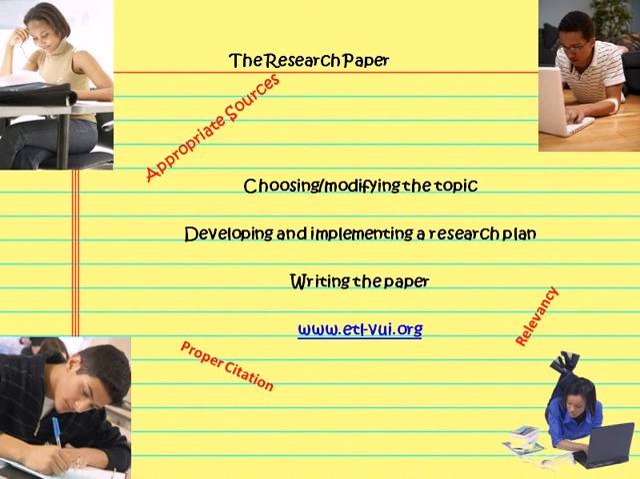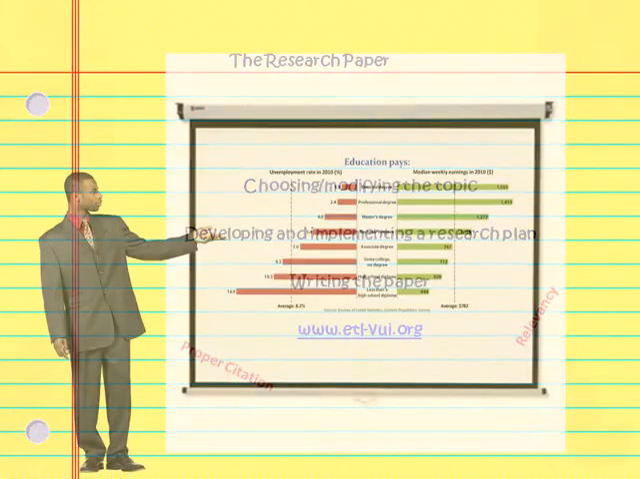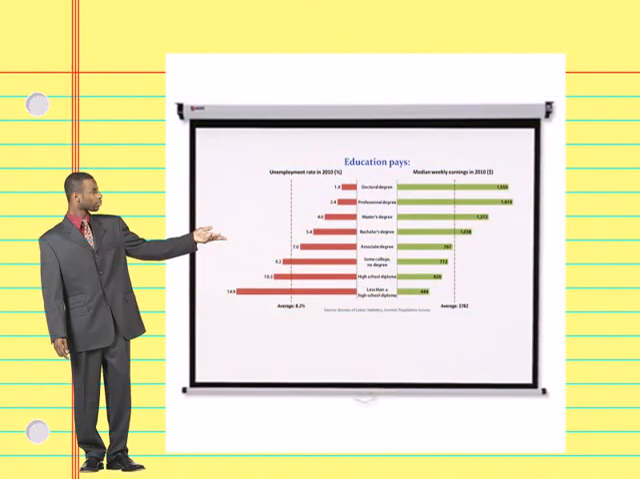The goal of most college research papers is to demonstrate your understanding of a topic or to persuade the reader to the validity of a particular point of view. This requires a systematic approach to gathering, analyzing, and citing academic evidence that supports your thesis.